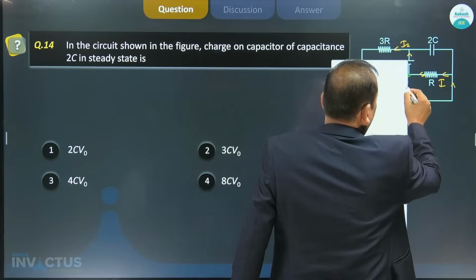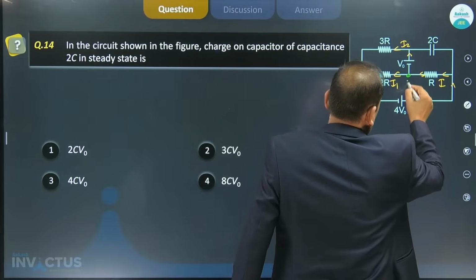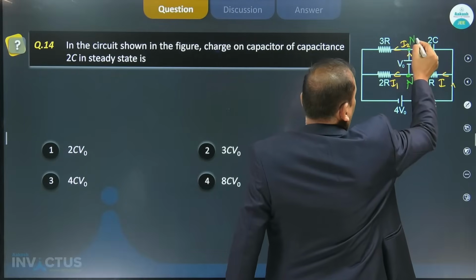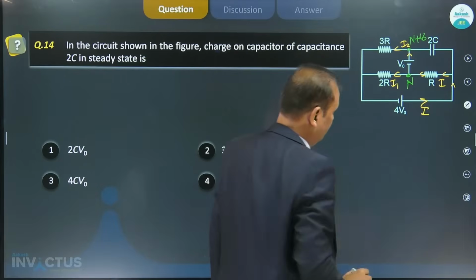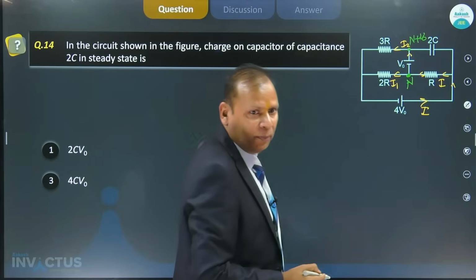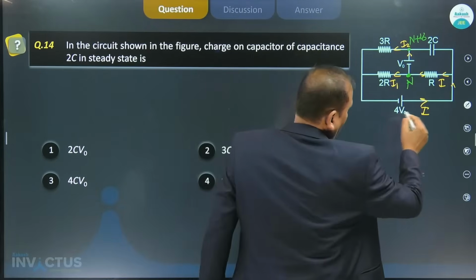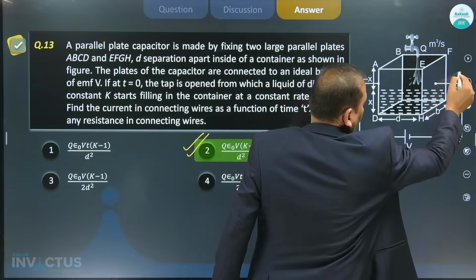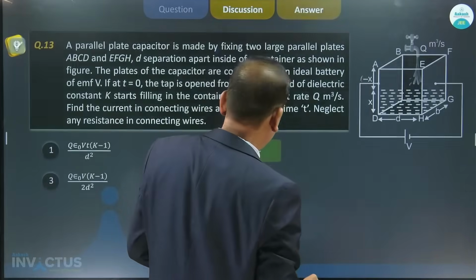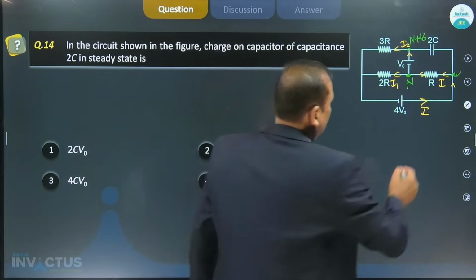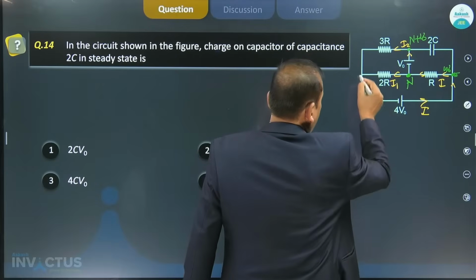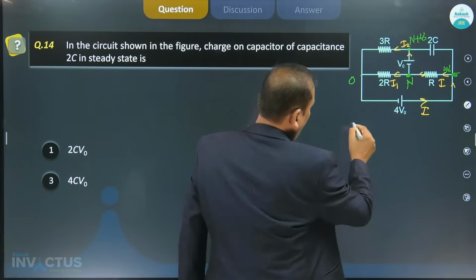Consider this point has voltage N. So this point will be N plus V naught. So at this node, we will apply Kirchhoff's law. Its voltage is 4 V naught, V naught here, 0 here.